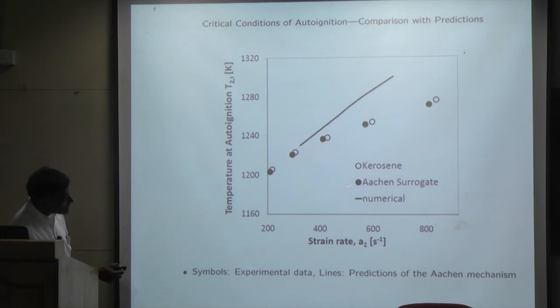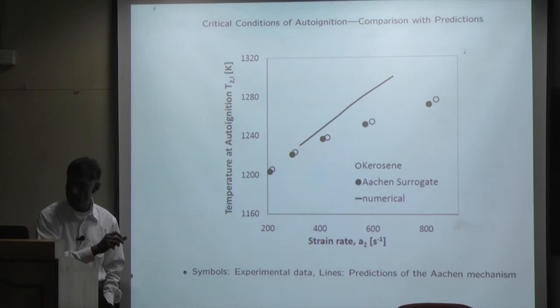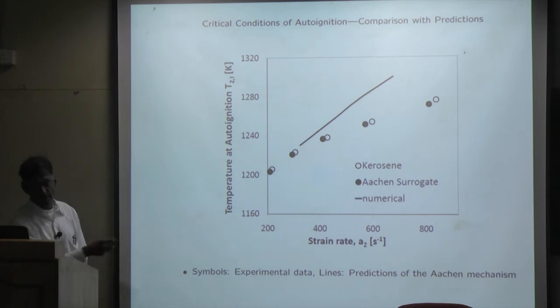The Aachen surrogate accurately reproduces the autoignition characteristics of JP8, and these are numerical computations by Eliseo Ranzi. There are some deviations, so this is not satisfactory in how different they are. So there's room for his mechanisms to be improved as far as autoignition is concerned. But nevertheless, that's the data.